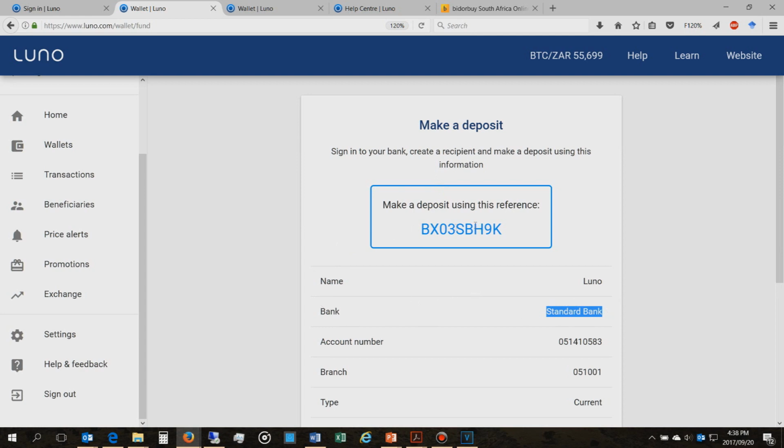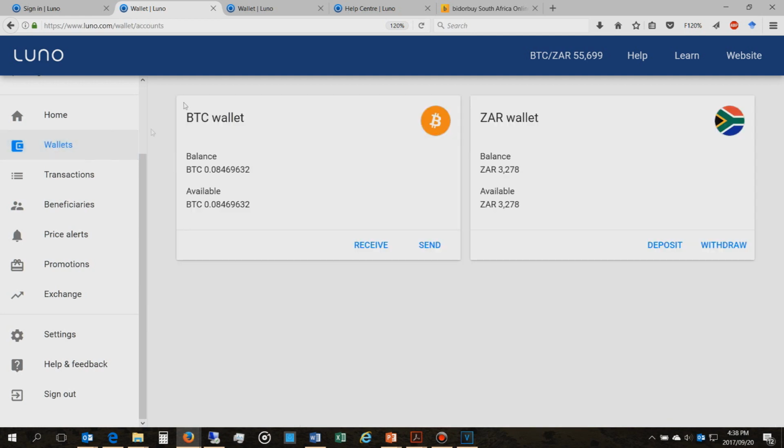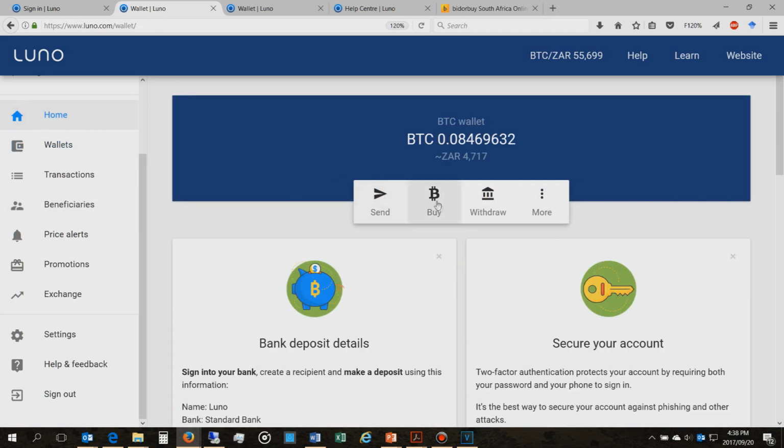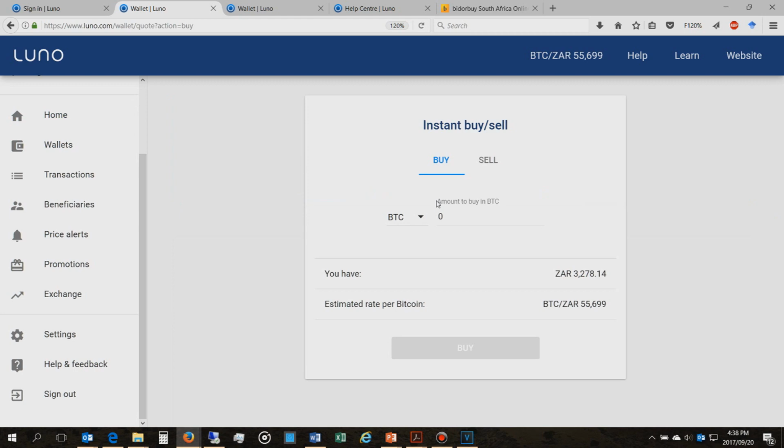Okay, so now you've added funds into your Luno account, you've got some cash on hand, and now you want to convert it to Bitcoin. How do you convert the money in your wallet, the Rand value that you've transferred from your local bank into Luno, into Bitcoin? Well, you'll now need to buy Bitcoin. There are two ways to do that. You can do it directly by simply pressing the buy button.